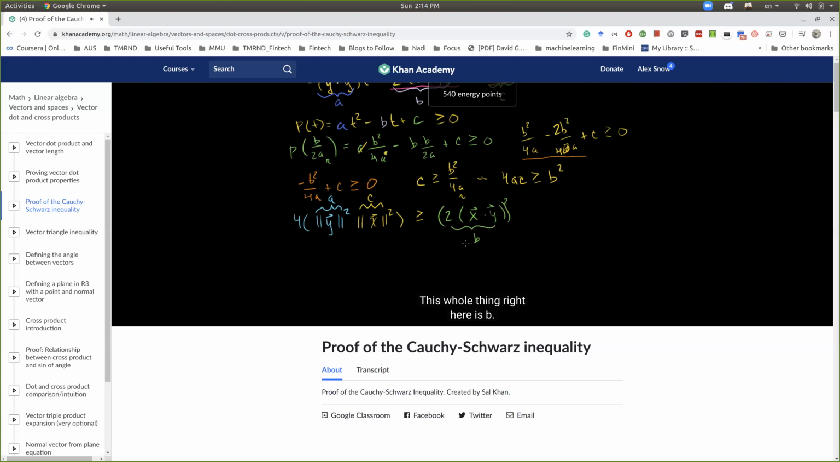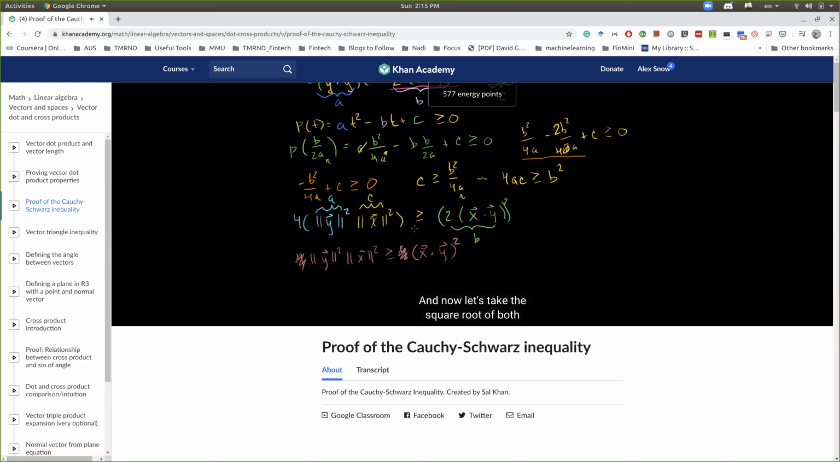So we get 4 times the length of y squared times the length of x squared is greater than or equal to, if we square this quantity right here, 4 times x dot y squared. Now we can divide both sides by 4. That won't change our inequality, so that just cancels out there.